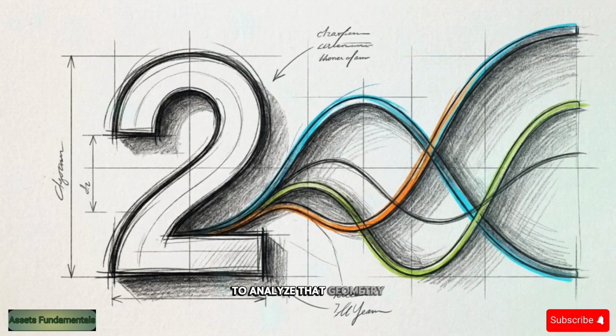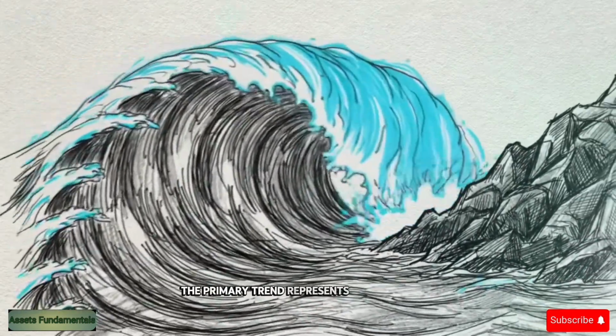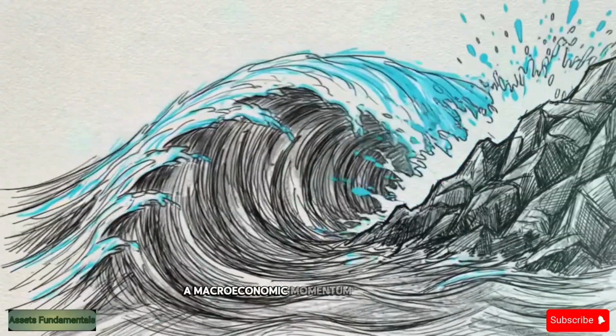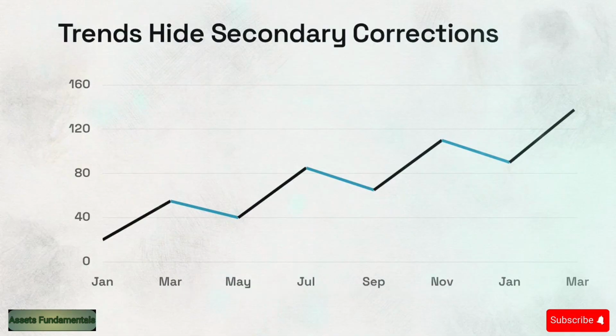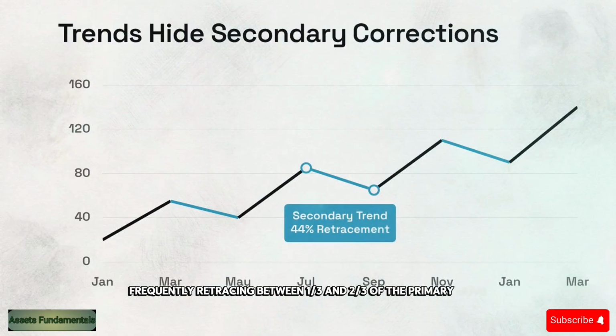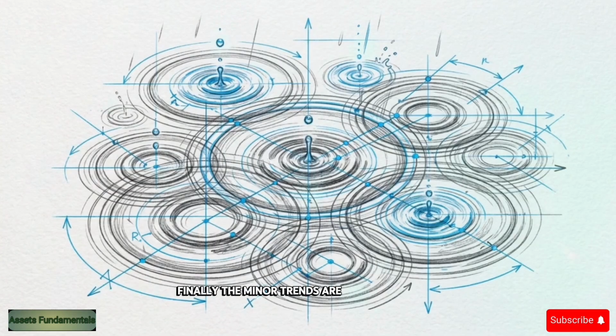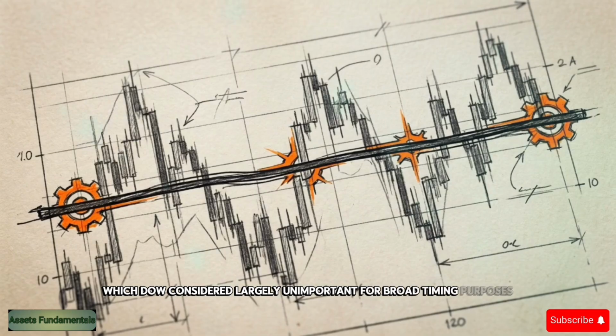To analyze that geometry, Tenet 2 dictates that the market operates in 3 distinct, overlapping trends. Dow compared these market movements to the physical sea. The primary trend represents the ocean tide, a macroeconomic momentum lasting years. Within that tide are the secondary or intermediate trends. These are counter-trend corrections that last weeks to months, frequently retracing between 1/3 and 2/3 of the primary move. Finally, the minor trends are the daily ripples. These near-term fluctuations last less than 3 weeks, which Dow considered largely unimportant for broad timing purposes.